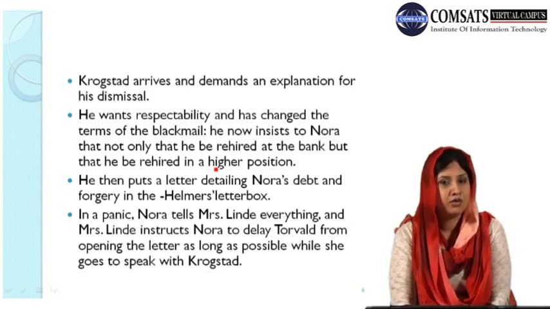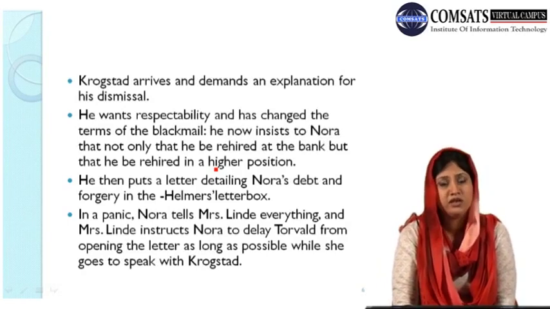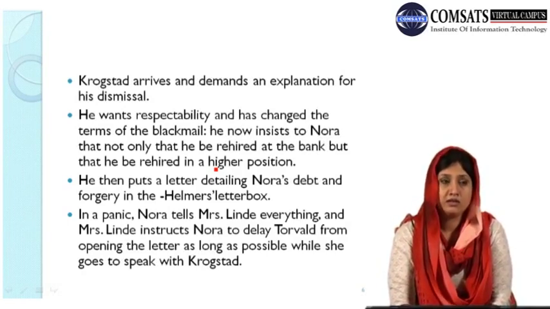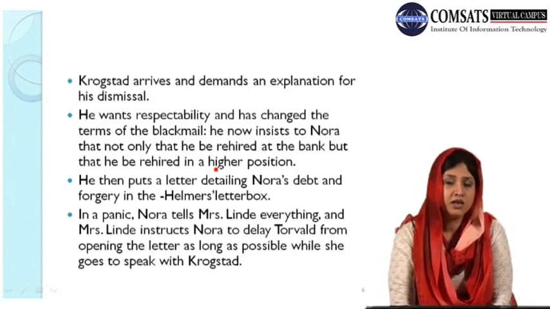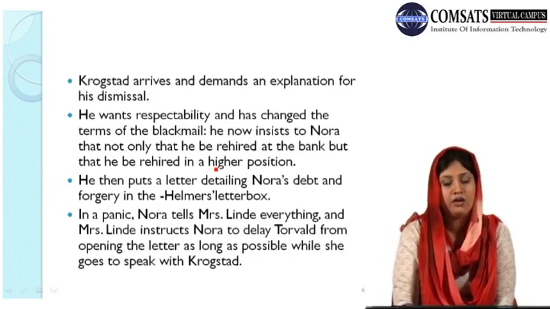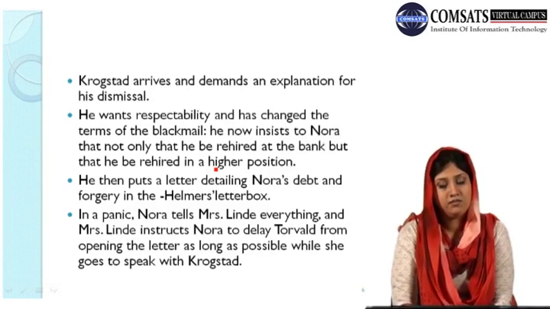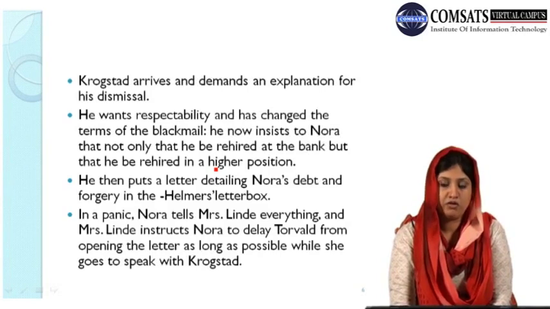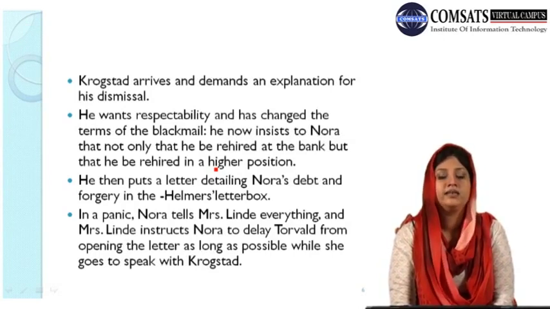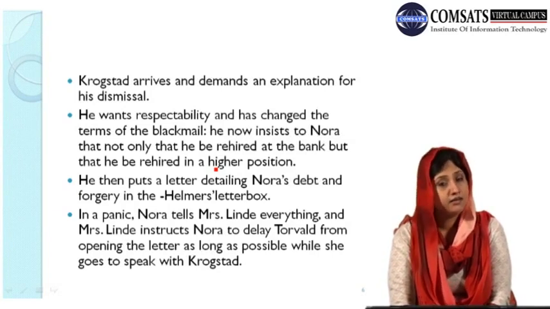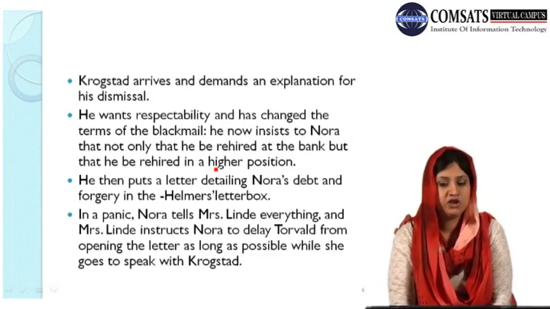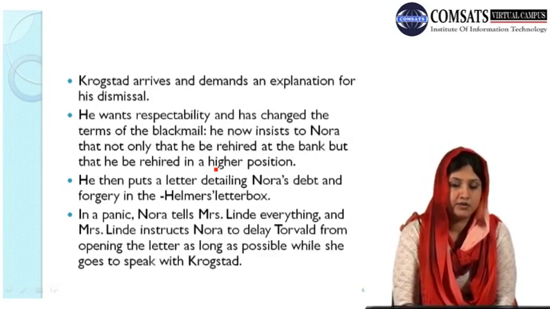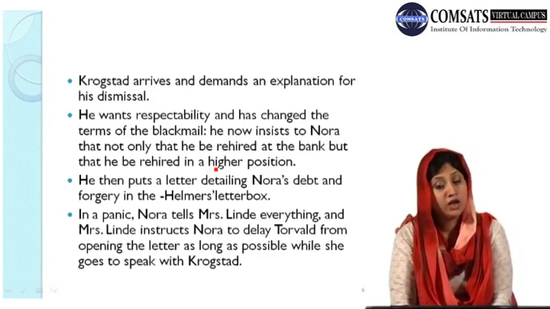It's not that he's threatening anymore, because Nora refuses to help him out, and she tells Krogstad the intensity of the situation, explaining that her husband is not willing to do what she's convincing him for. Krogstad takes extreme measures, and these extreme measures are basically that he writes a letter and writes in detail about Nora's debt and her debt being illegal in nature, and how she plotted the whole thing. She forged her father's signature in it, and he put this letter into Helmer's letterbox.